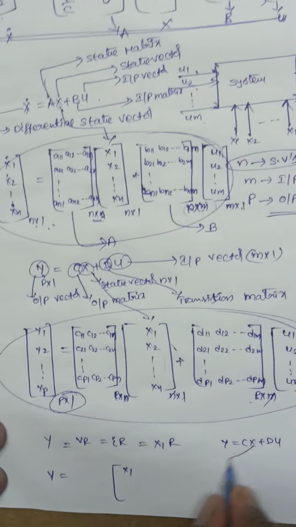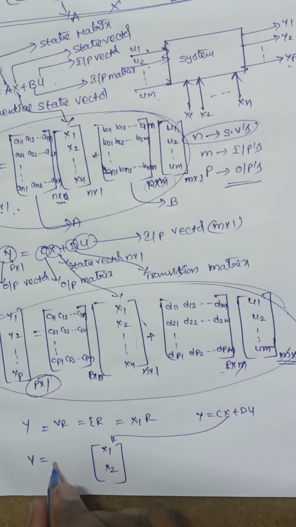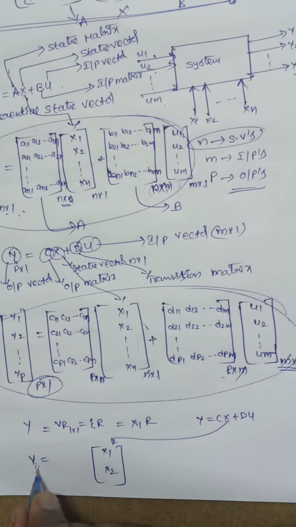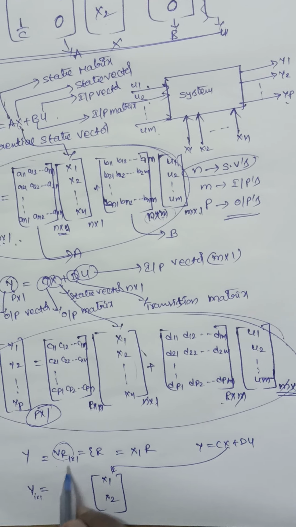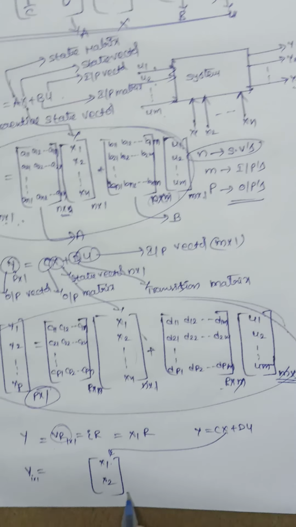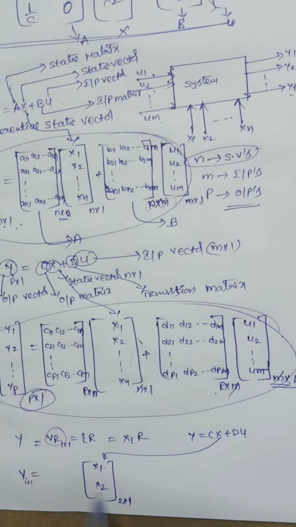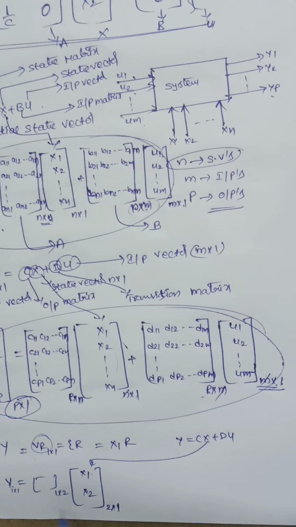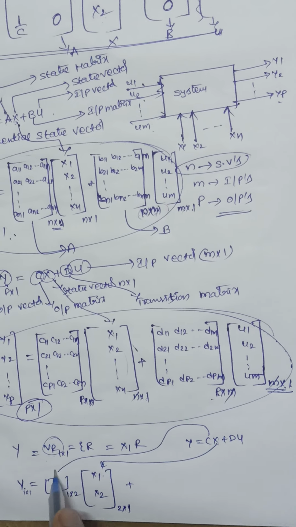In this matrix I am representing x1, x2. Next it is only one variable, so it is a 1 by 1 matrix. Why? Because only one variable is taken as an output here. So x is a 2 by 1 matrix. So in order to get a 1 by 1 matrix, it should be a 1 by 2 matrix, okay, it is the C matrix.